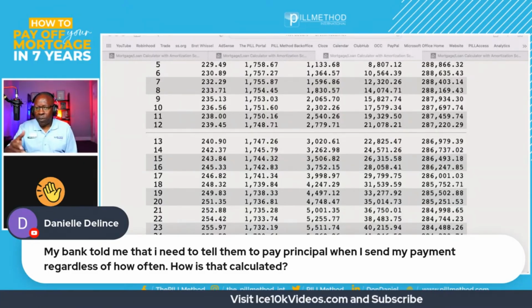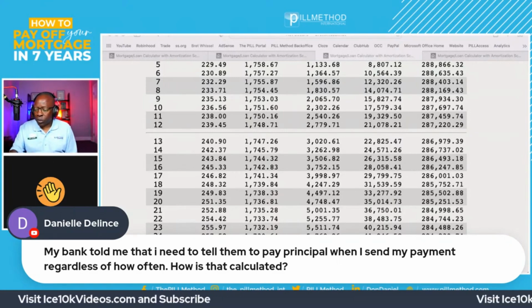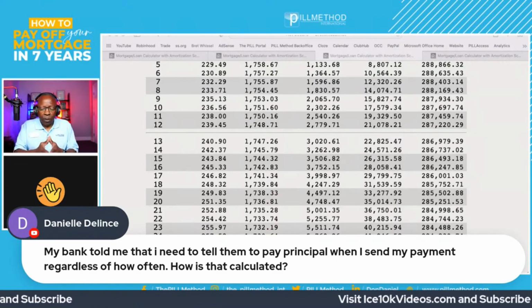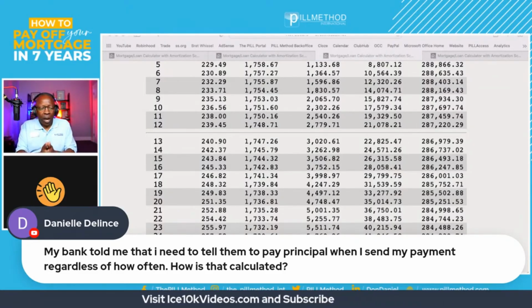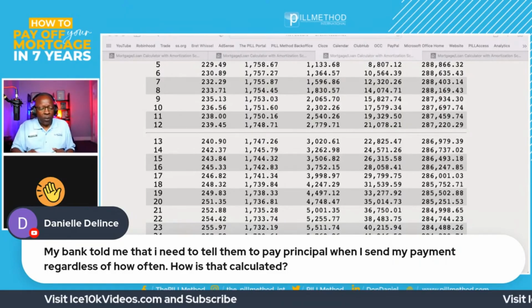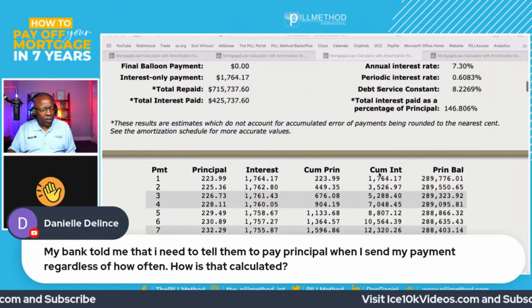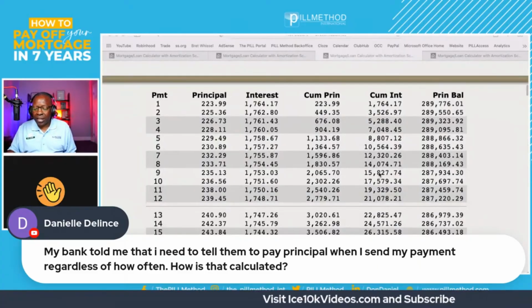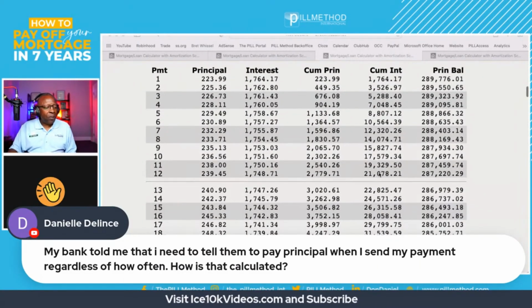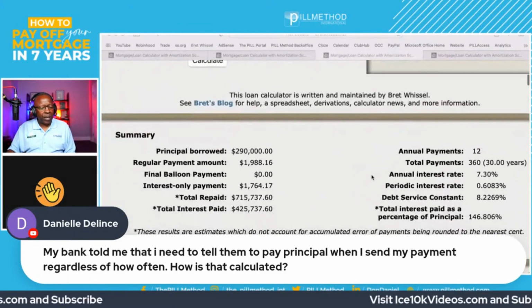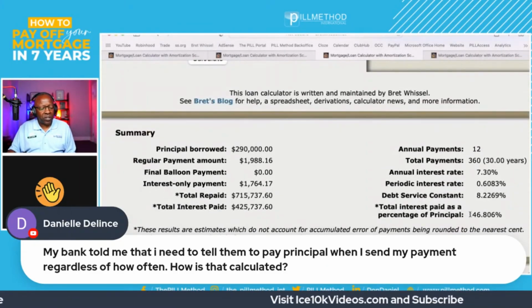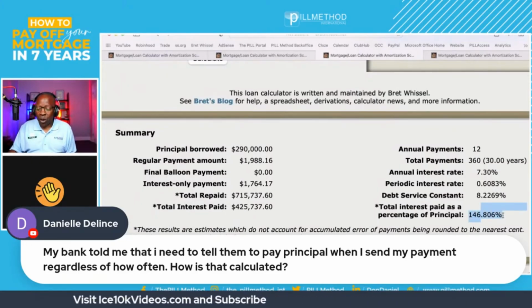Based on how much of their money you still have, you're going to pay a certain amount of interest. Now, I'm going to get into this a little deeper and show you, folks, how the interest is calculated each month on these loans and why it is so expensive, since Danielle asked that. Danielle, would you like to see how the bank turns a 7.3% interest rate into 146.806%? You want to see how they make it so doggone expensive?